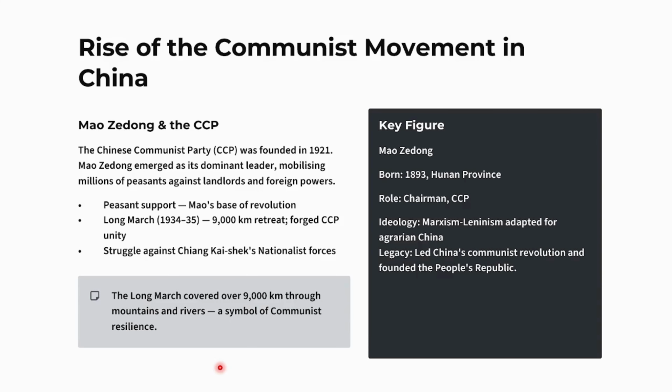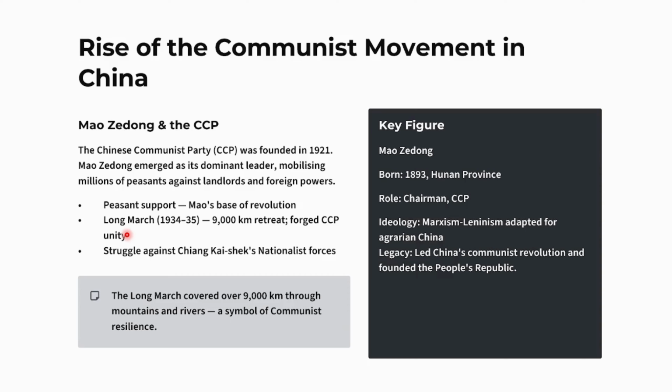So, the rise of the communist movement in China. Mao Zedong and the CCP, the Chinese Communist Party, founded in 1921. Mao Zedong emerged as its dominant leader, mobilizing millions of peasants against landlords and foreign powers. So, peasant support.